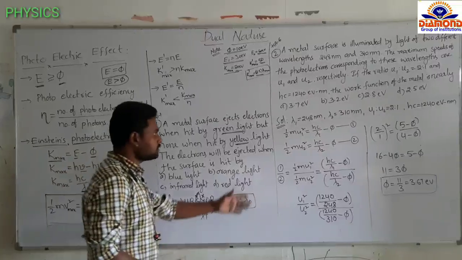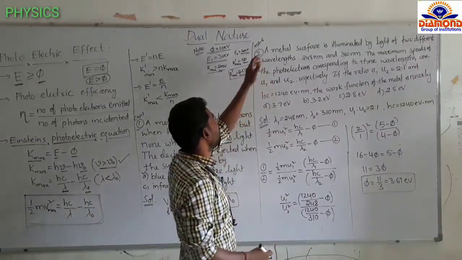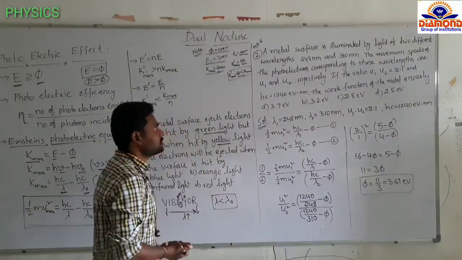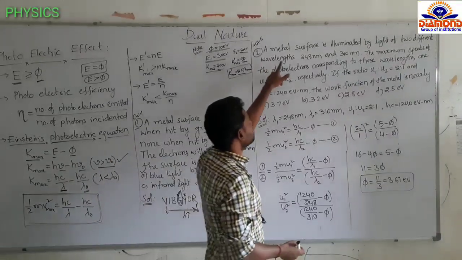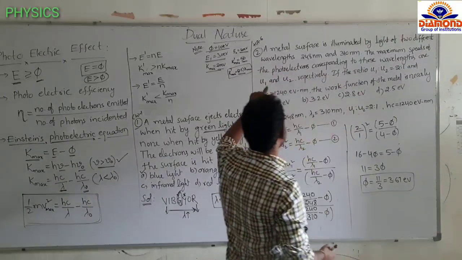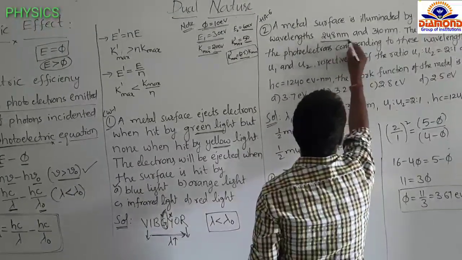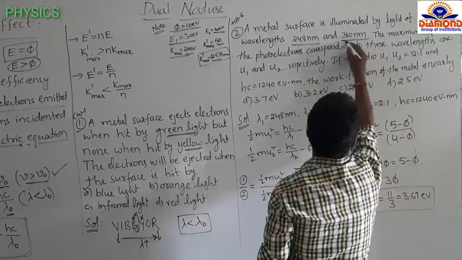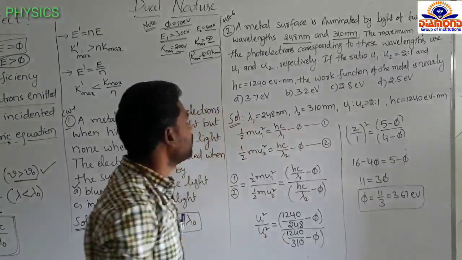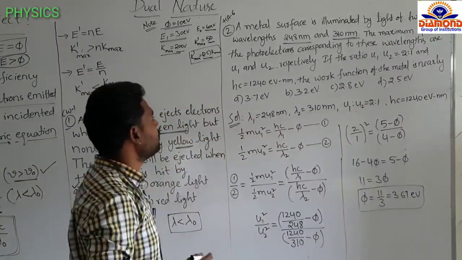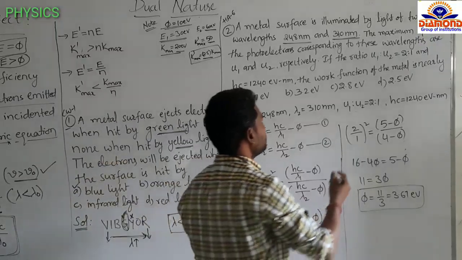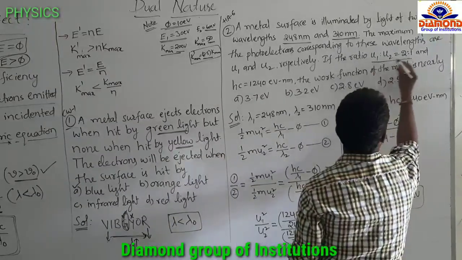Now see the second question. This question is the sixth question in your material home assignment. The question is: a metal surface is illuminated by light of two different wavelengths, 248 nanometers and 310 nanometers. The maximum speeds of the photoelectrons corresponding to these wavelengths are u1 and u2 respectively. The ratio u1 to u2 is 2:1.